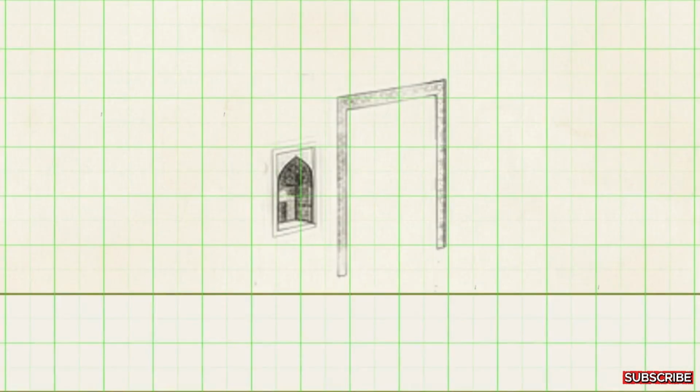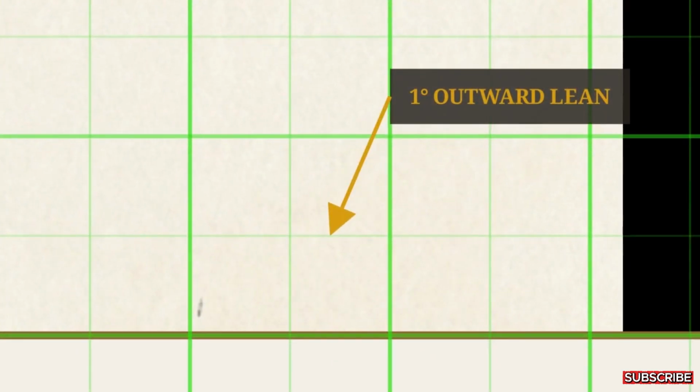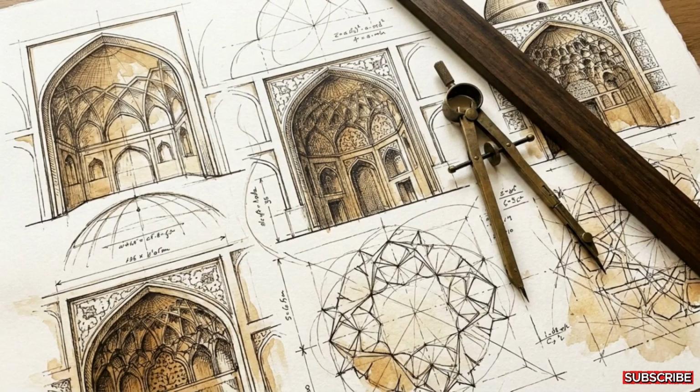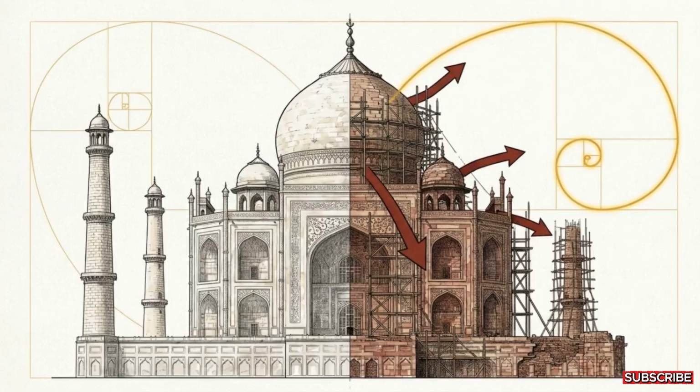These towers do not stand exactly perpendicular to the ground. Each one features a calculated 1-degree outward lean. Structural analysis confirms this tilt was a specific engineering choice made during the initial construction phase. The Taj Mahal operates as an engineered system designed to counteract physical forces and manipulate perception.